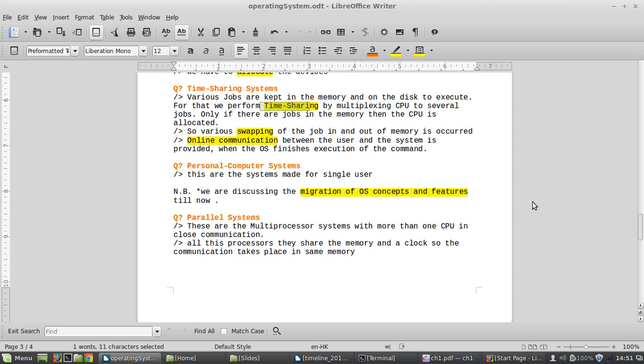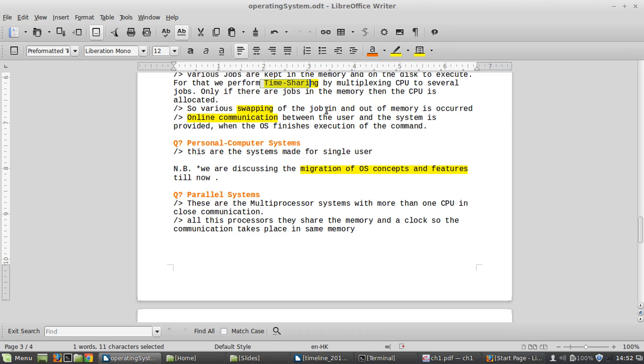So by the simple principle of multiplexing, the CPU performs all the jobs. The key concept we have to understand is that the CPU is allocated, or the multiplexing occurs, for a job only if the job is inside the memory. Otherwise the job is not performed, or the multiplexing does not occur for the job. There is no time sharing for the job. So swapping of jobs in and out of memory occurs.